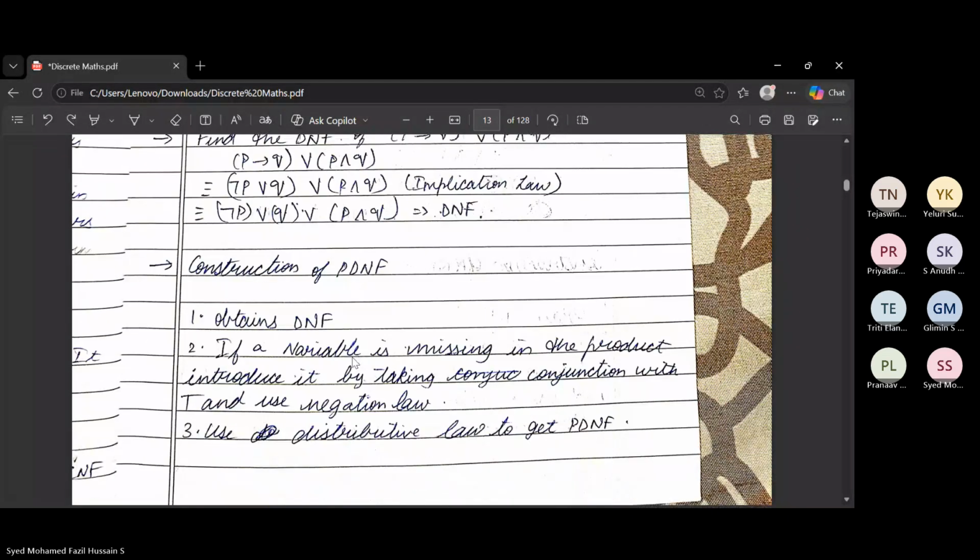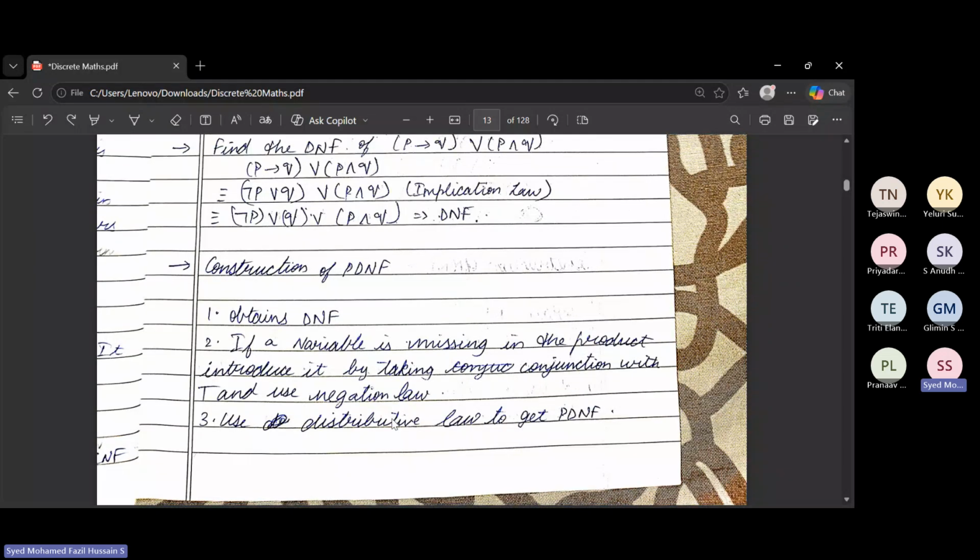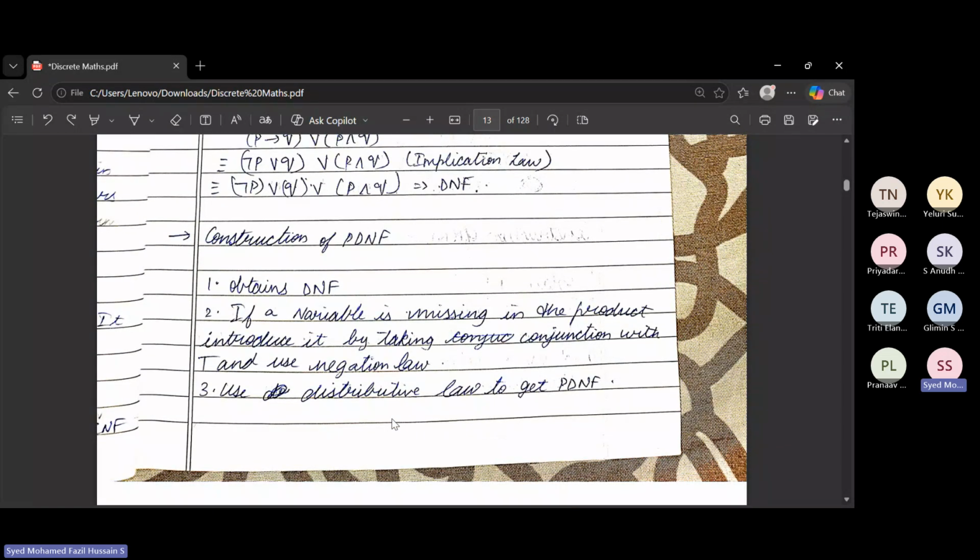If a variable is missing, then in the product we have to introduce it by taking conjunction with T and use the negation law. Use the distributive law to get the PDNF. The second statement might be confusing, but let's see it in the upcoming example.